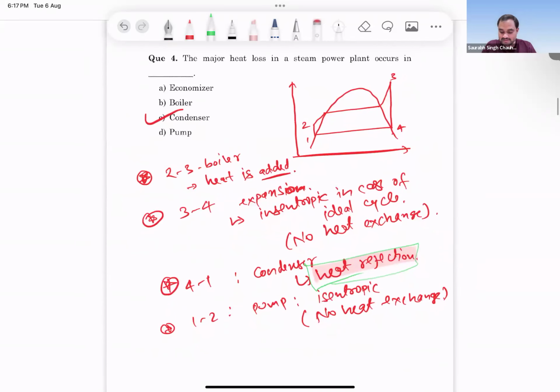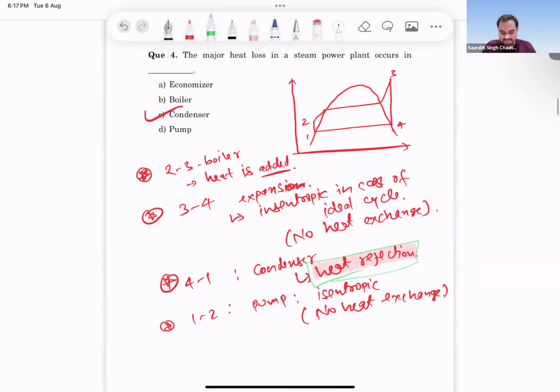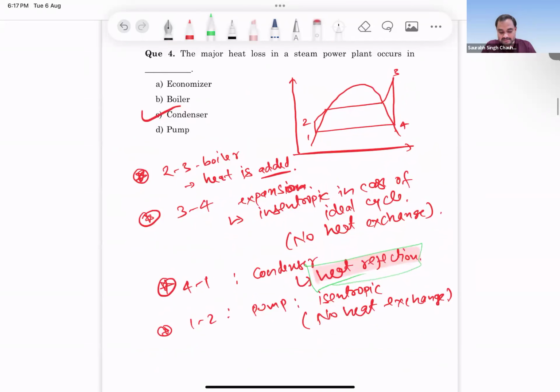So I hope that all the devices and all the processes are clear. Okay. In question 4, there was one more device, economizer. So economizer basically is a heat exchanger. So what does it actually do?